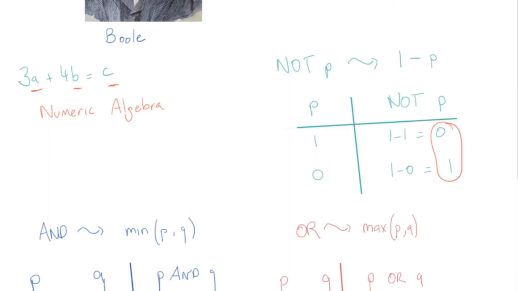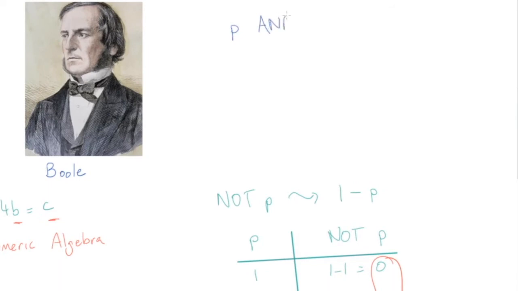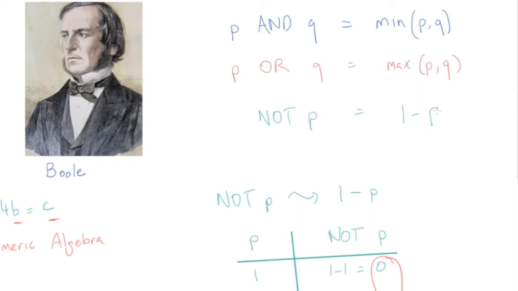Okay, so just to summarize all this, if we have P and Q, we take the minimum value of P and Q. So the only way we're going to get 1 is if they're both 1. When we have P or Q, we take the maximum value of them. So if either one of these is 1, then P or Q will be 1. And then for not P, we go 1 minus P. So if P is 1, 1 minus P is 0. If P is 0, 1 minus 0 is 1.